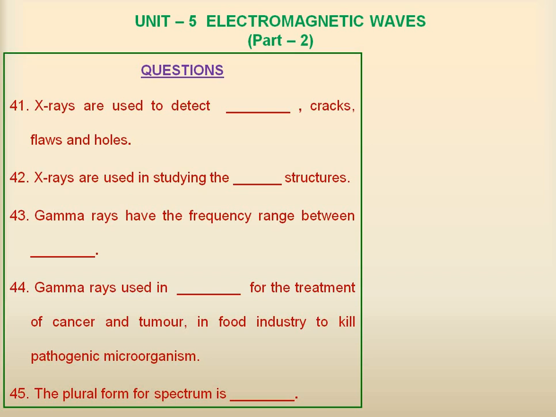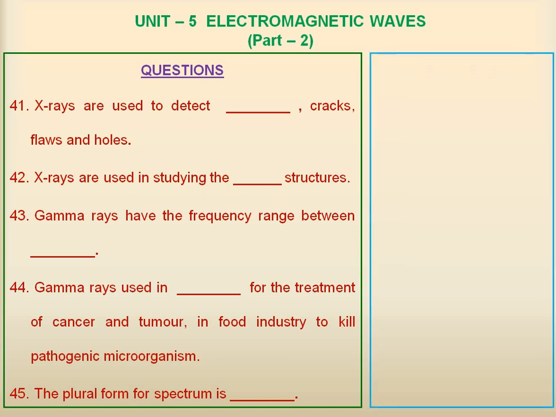Now we are going to see the answers for the question number 41 to 45. Question number 41. X-rays are used to detect faults, cracks, flaws and holes. Question number 42. X-rays are used in studying the crystal structures. Question number 43. Gamma rays have the frequency range between 10 power 18 Hertz and above.